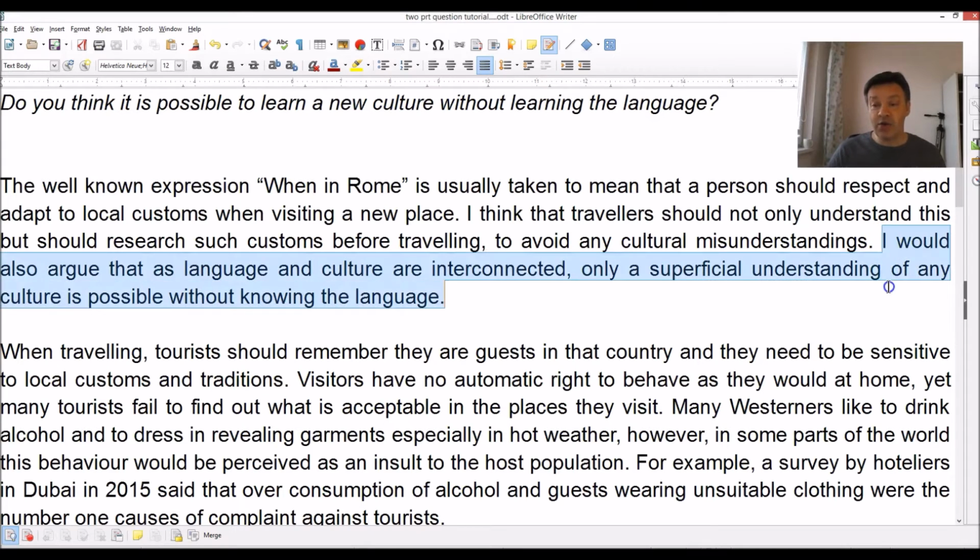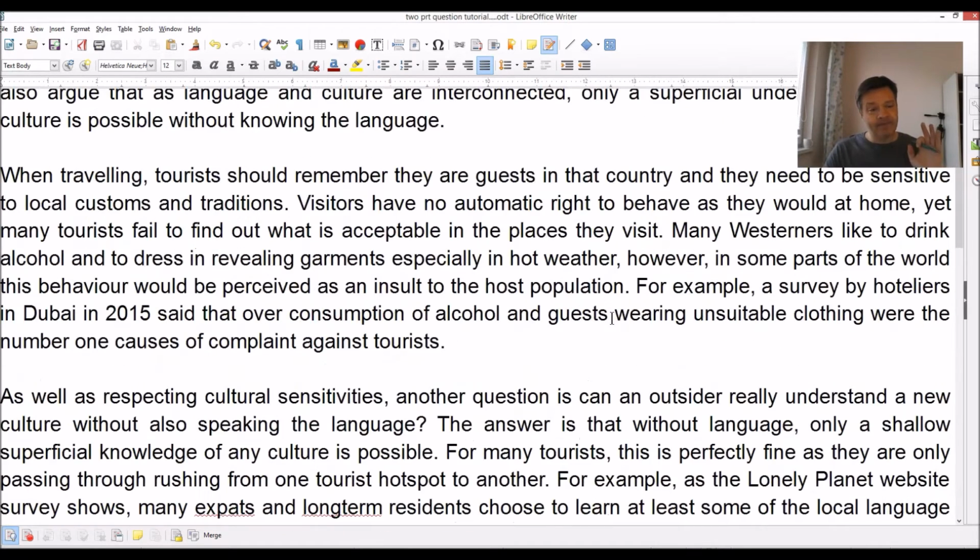I would also argue, because it says, do I think it's possible? I would also argue that as language and culture are interconnected, only a superficial understanding of any culture is possible without knowing the language. Now, this is a very well-known debate in English language teaching and in other things too, the interconnection of language and culture. So that's what that is talking about. So, paragraph 2 is answering question 1.